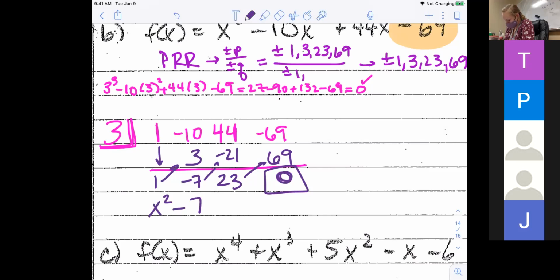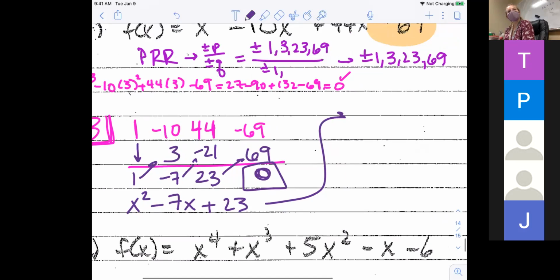x squared minus 7x plus 23. All right, I'm going to ask myself, can I factor this? Can you factor this? No. Quadratic formula. Yeah. Yep.